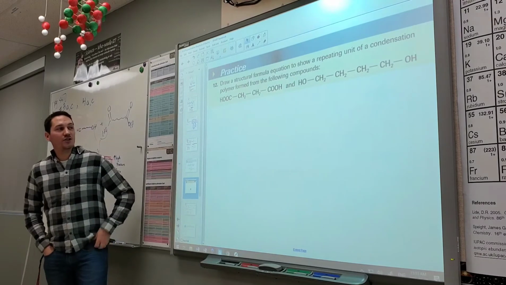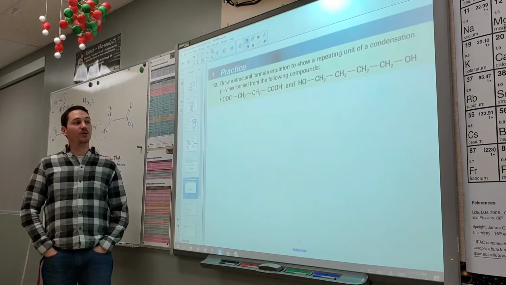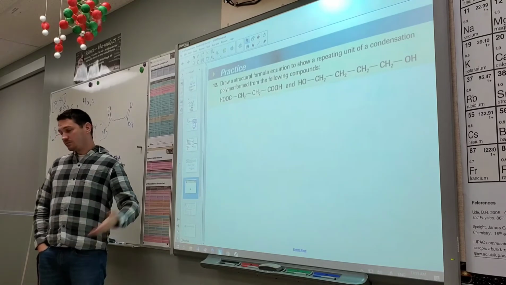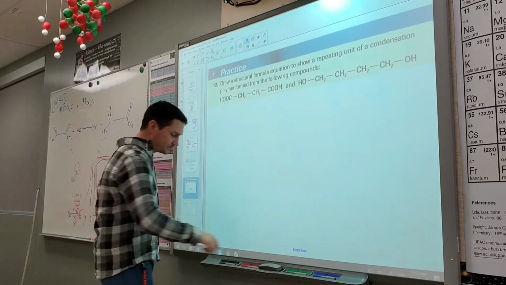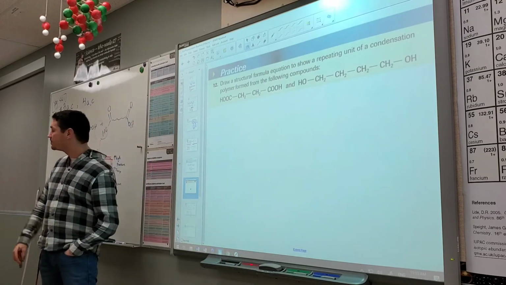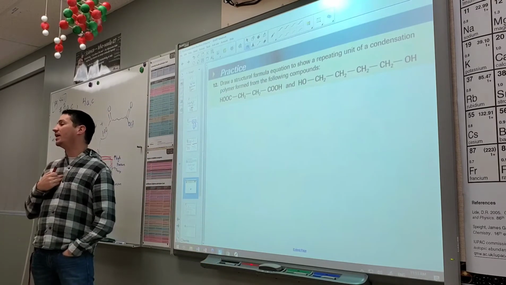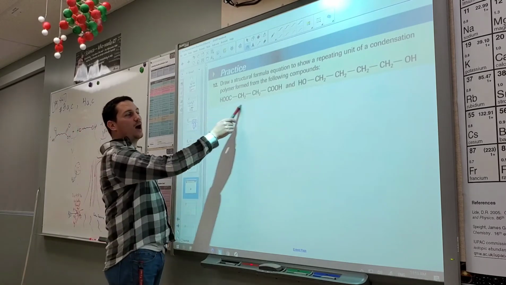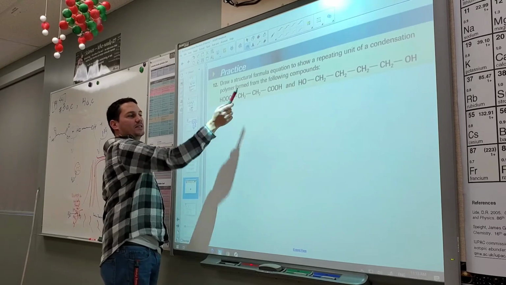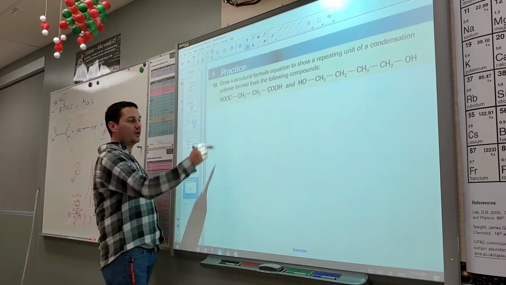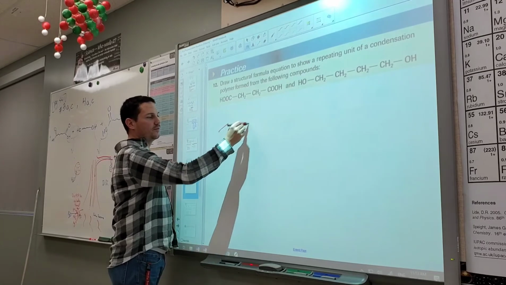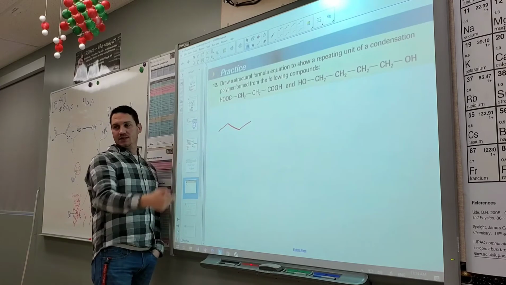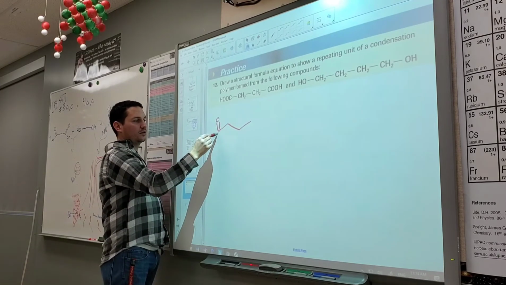So draw a structural formula equation to show the repeating unit of condensation polymer formed from the following compounds. Okay, sure, no problem. If it's okay with you, I don't want to do a structural equation, I want to do a line diagram. So how many carbons are in this dicarboxylic acid? 4. So 1, 2, 3, 4. And what's at the beginning and end of both sides of this? Oxygen.